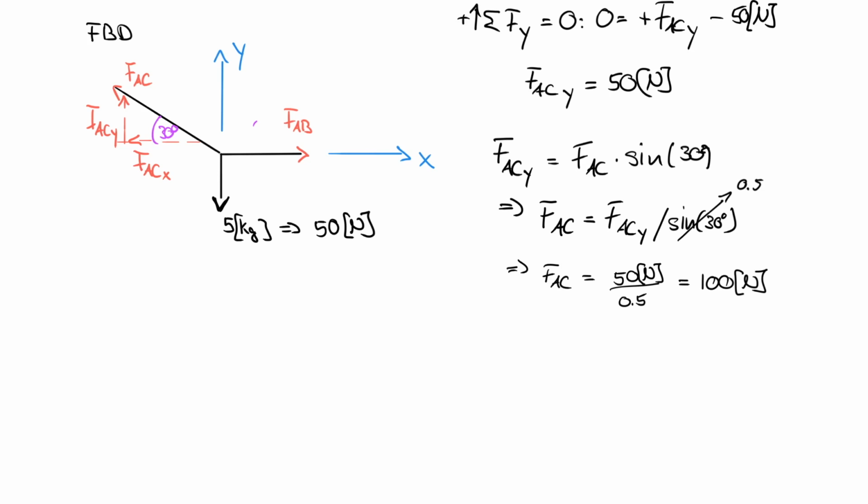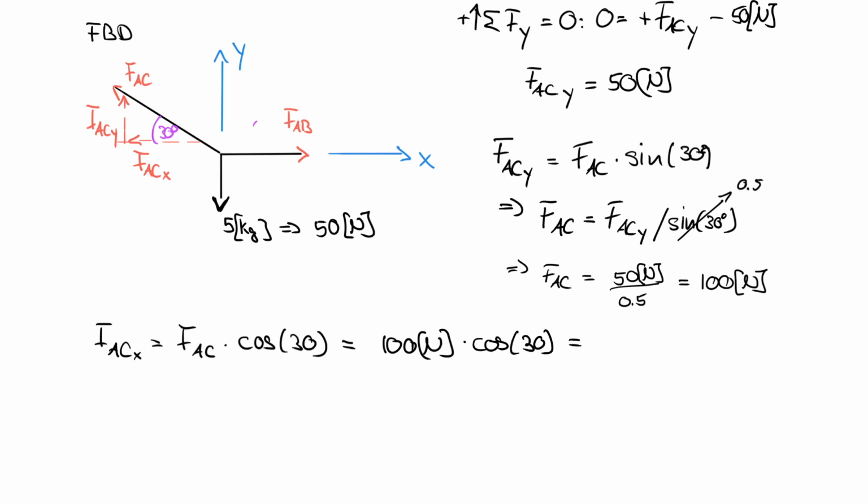So let's write down that. So if I want to find my FACX, then I really need to say that FAC times cosine 30 is that component. And so that relates to 100 Newton multiplied by cosine 30. And that is nothing else than 86.6 Newton. And so now what I know is that 86.6 newtons is actually acting in the horizontal direction here at AC.